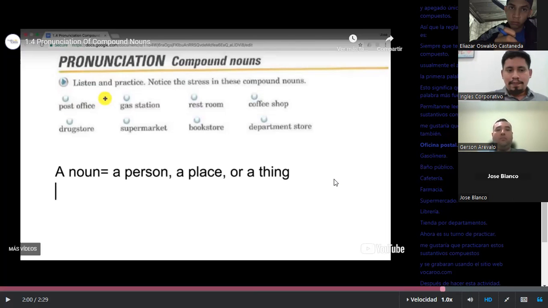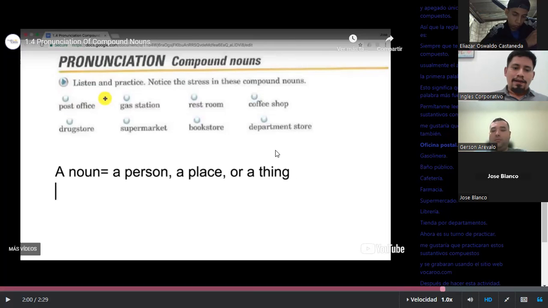Ok, ahora veamos la parte de la composición de los nombres. Con los nombres compuestos, usamos dos nombres. Sí, un post, un office, un gas, y un station, un rest, y un room, que forman básicamente una sola palabra, o es a lo que nos referimos nosotros como una sola cosa.